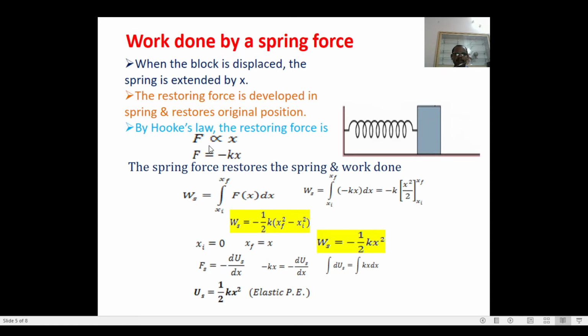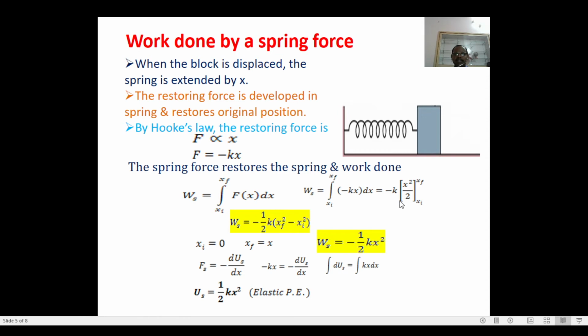Restoring force F is directly proportional to x. F is equal to minus kx, where minus k is called the constant of proportionality. k is the spring constant or force constant. The spring force restores the spring, and work done by spring force Ws is equal to the integral from xi to xf of F(x) dx. Now Ws is equal to the integral from xi to xf of minus kx dx.